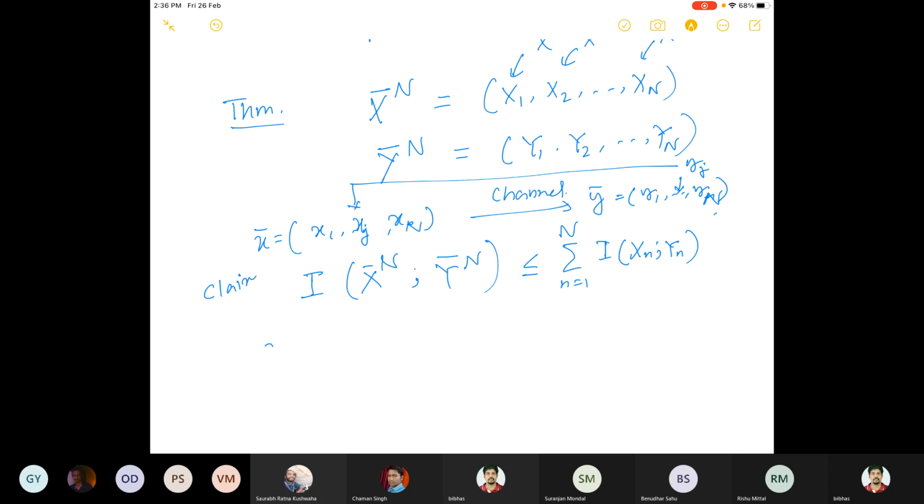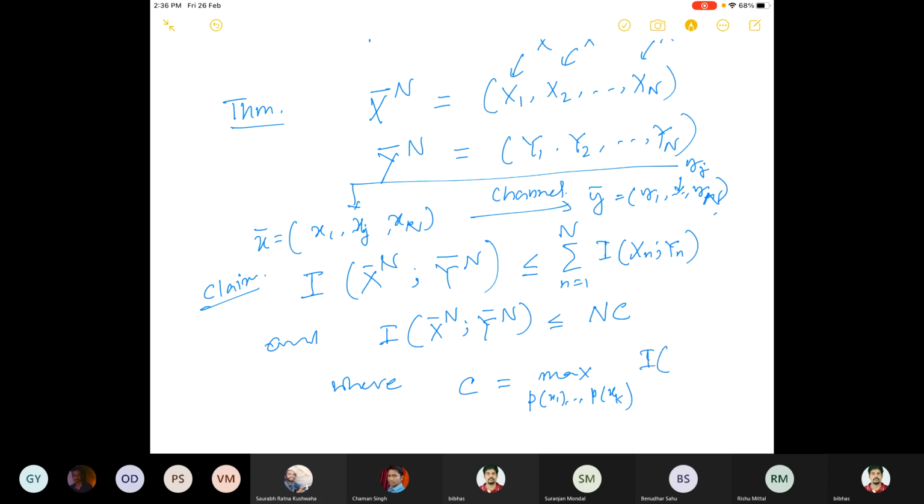In fact, this is what we are going to show. This is the claim, and this is what will follow. So I of x bar n and y bar n is less than or equal to n times C, and C is the channel capacity which you defined earlier. So C was what? This is the max over all the input probabilities, let's say p of x1, ..., p of xk, of I of x and y. This is how we had defined channel capacity.